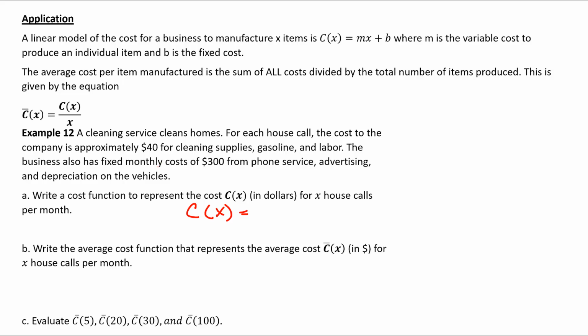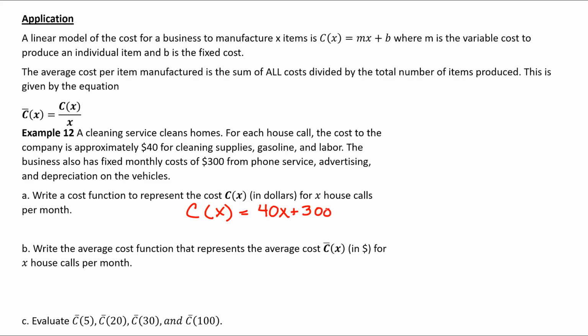So that is per house you clean. That's a $40 per house amount of money that you have to spend. So 40 times the number of houses you go to. And then you've also got your fixed costs that you have to add to that, which is your phone, your depreciation on vehicles, your advertising every month. So that's something you have to add on there.